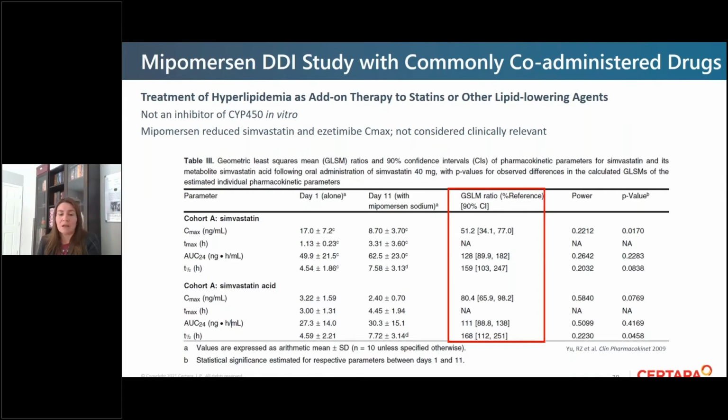And at the end of the day, because of the long prolonged effect that we see with these agents, the assessment of PD response is important when you look at drug-drug interactions, where you may see a difference in exposures, but you may not see a difference in response.